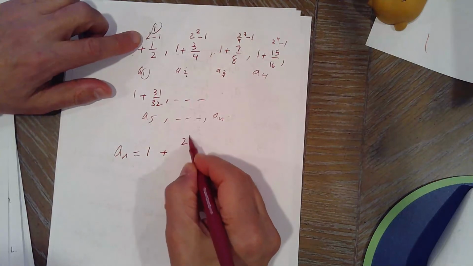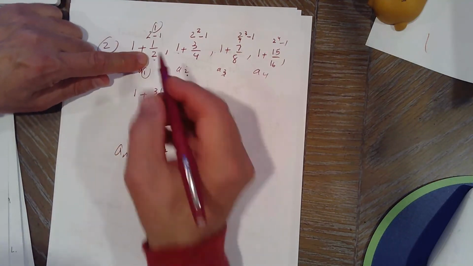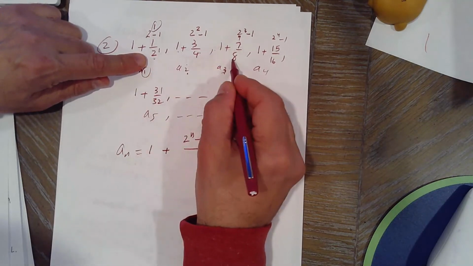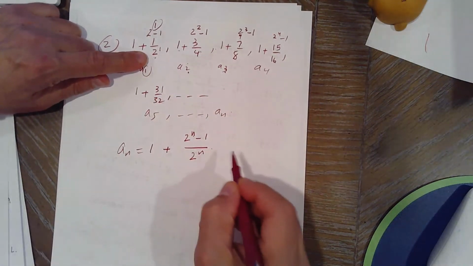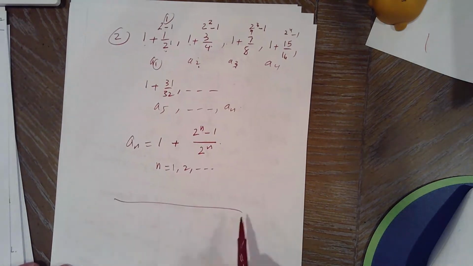So you're going to have 2 to the n minus 1 over. Here at the bottom, as you can see, it's 2 to the 1, 2 to the second, 2 to the third, 2 to the fourth, it's 2 to the n. This wasn't as easy, but you just have to practice those, okay?